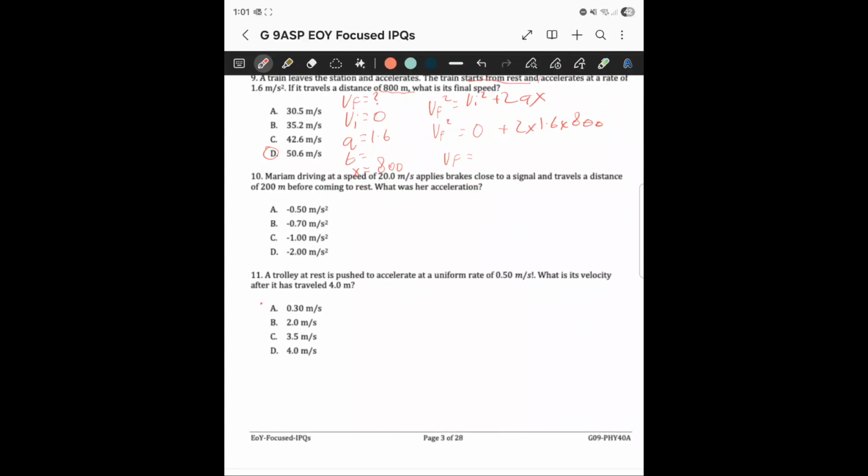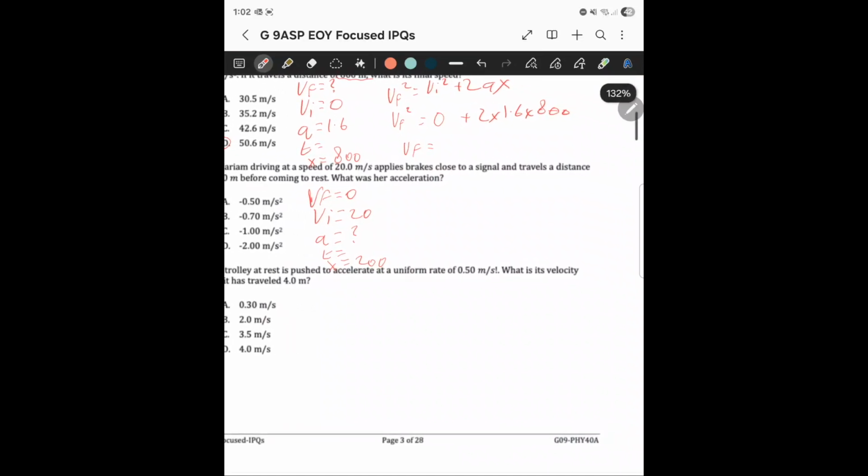Acceleration is what we are currently looking for, so let's find it. Vf equals, Vi equals, A equals, T equals, and X equals. Miriam is driving at 20 meters per second. She applies a brake and travels 200 meters. Before stopping, Vf would be 0, and we don't have a time, but we need to find acceleration.